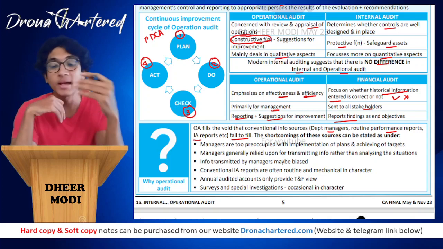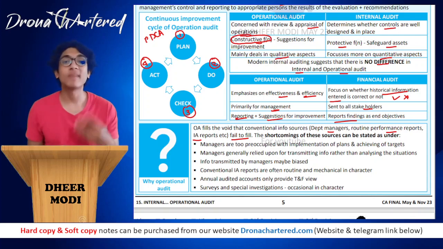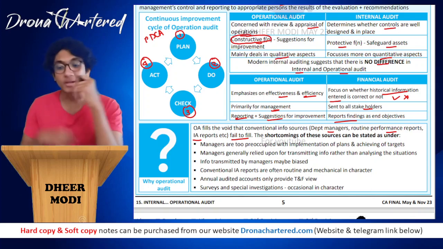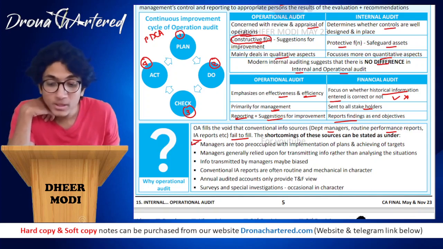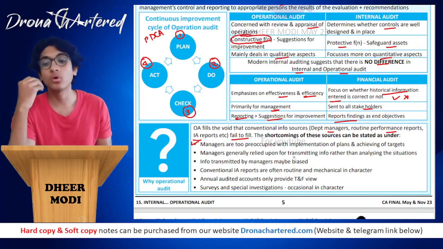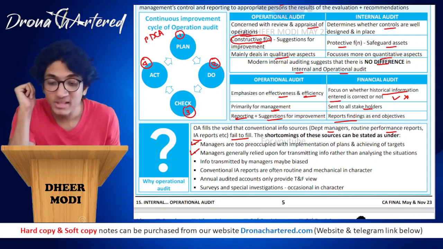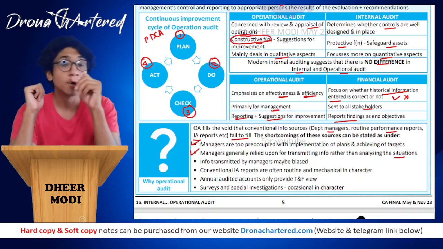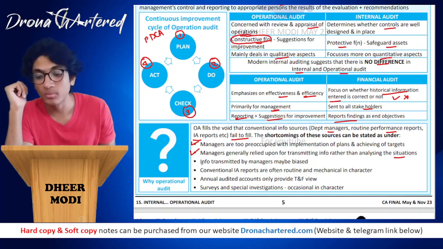The shortcomings of these sources can be stated as under. So what we are studying is why we should conduct operational audit. When you want to convince the boss, you will have to tell them that the current system they are using has certain deficiencies. So we are studying what the deficiencies are. Managers are too preoccupied with implementation of plans and achieving targets, and they do not have time to convey this information. Managers are generally relied upon for transmitting information rather than analyzing the situation. So your management is looked upon only for transmitting information but not analyzing what has to be done.